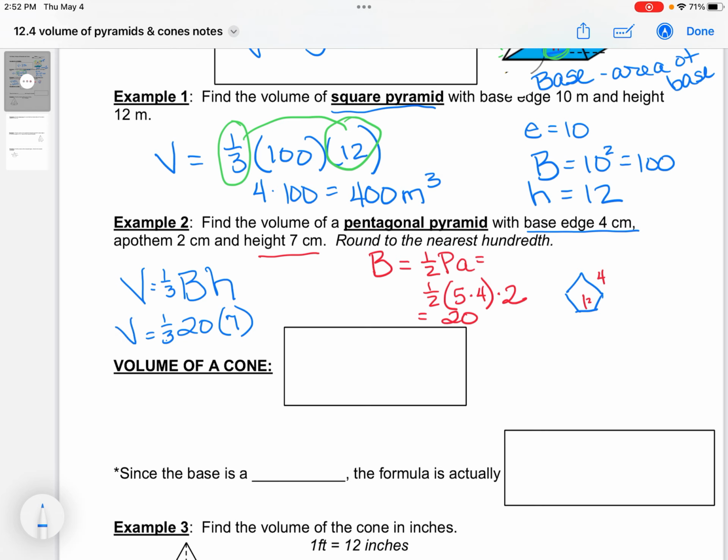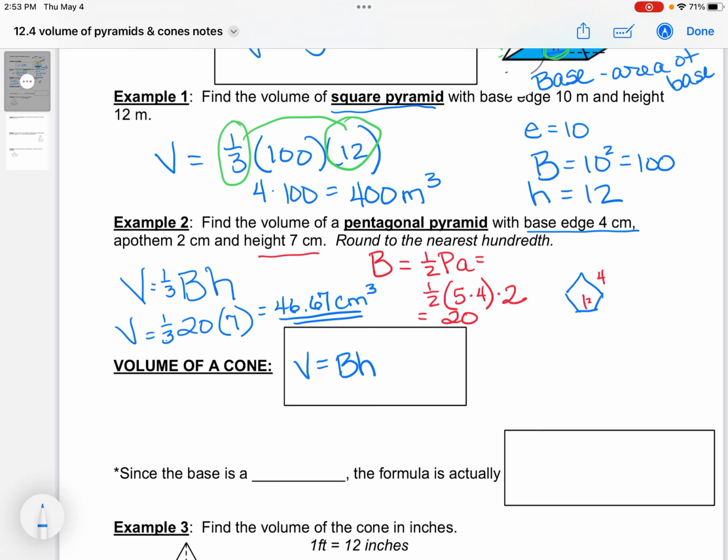Okay. 1/3. Got ahead of myself there, didn't I? 1/3 base times height. This one's not going to come out evenly, so we're going to need to round. And of course, I never have my calculator when I need it. But it's going to be 46.67 cubic centimeters. So apparently don't forget the 1/3, which is the part I forgot.